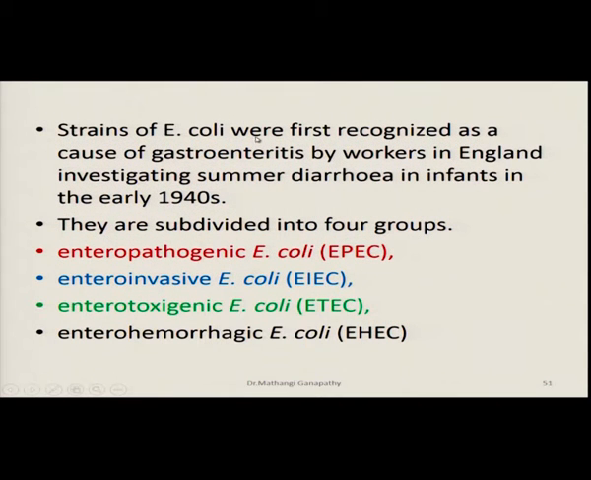The strains of E. coli were first recognized as the cause of gastroenteritis by workers in England investigating summer diarrhea in infants in the early 1940s. The E. coli which causes gastroenteritis has been divided into four major groups: the enteropathogenic E. coli called EPEC, enteroinvasive E. coli called EIEC, enterotoxigenic E. coli called ETEC, and enterohemorrhagic E. coli called EHEC. This is based on the type of illnesses and the changes they cause inside the GI tract. Recently, they have been subdivided into 6 groups.